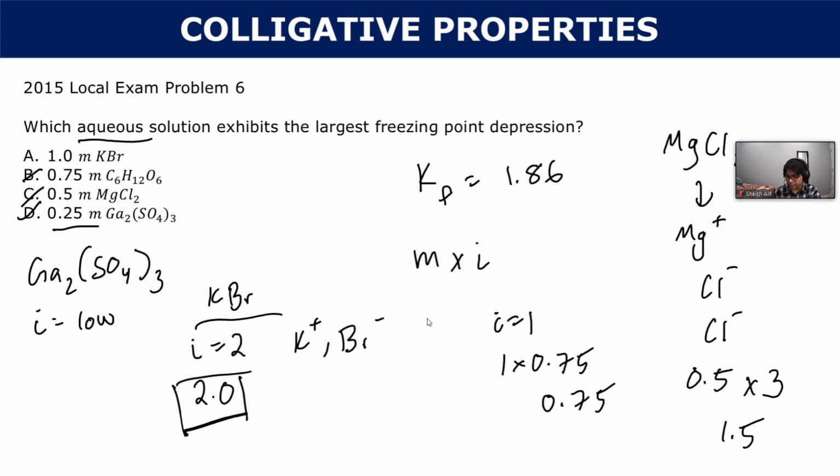And that leaves us with KBr, which has a freezing point depression of 2, and that is going to be our largest freezing point depression. And we are correct. Okay, let's move on to the next one.